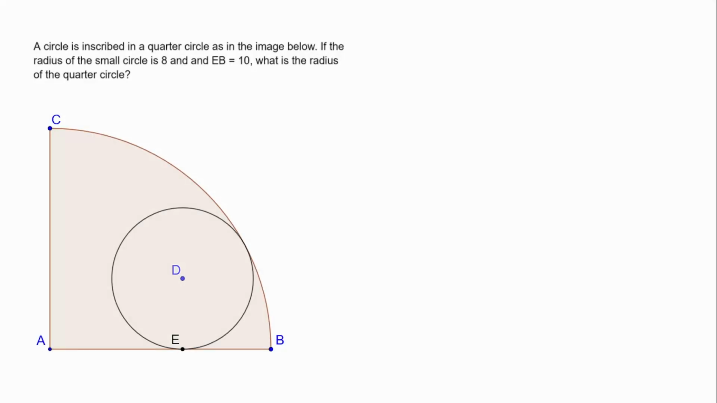Hi, today I'd like to go over a geometry problem which I saw recently and that caught my interest in certain ways. So it is as stated on the screen. If we have a circle which is inscribed inside of a quarter circle as in the image below, and if the radius of the small circle is 8 and the distance from the point E to the point B is 10, then what is the radius of the quarter circle that we see in the image?